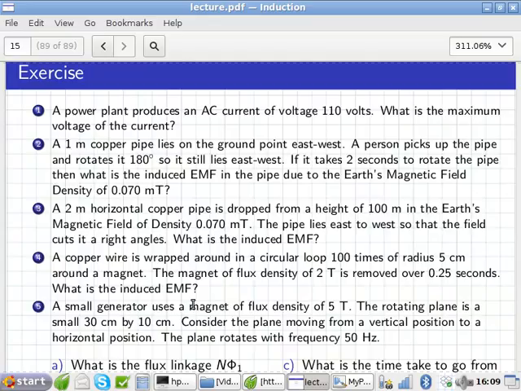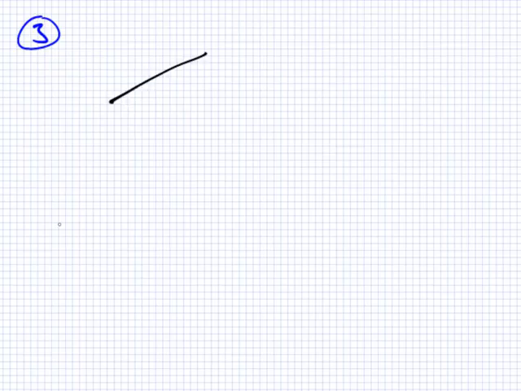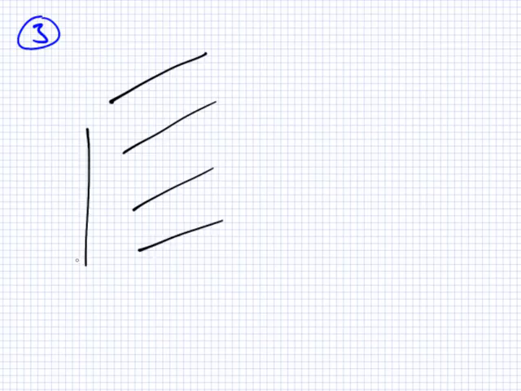A 2 meter horizontal copper pipe is dropped from a height of 100 meters, and same deal. Right, so what is the EMF? So this is a lot like what example? The last one, but it's also like the plane example. The pipe is moving to the ground. But you don't have any time. No, but if only there was some way to work it out. Wait, I know. UVATS.